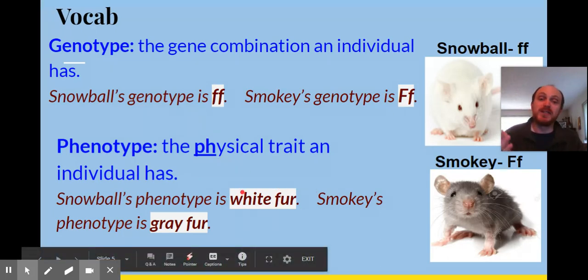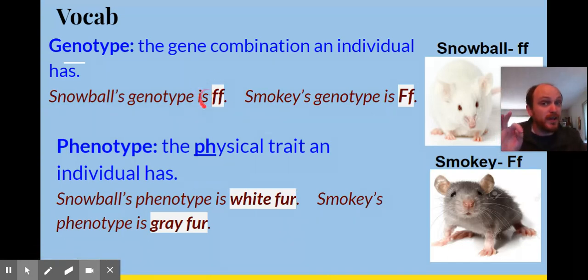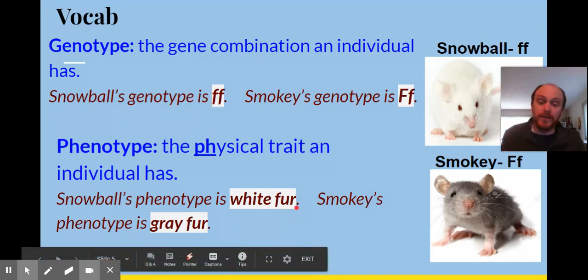So if you were asked, what's its genotype? Oh, the genotype, the genes it has, are two little f's, or two recessive alleles, little f, little f. But what's the phenotype? What's the physical trait? White fur. See how we're asking slightly different questions there.